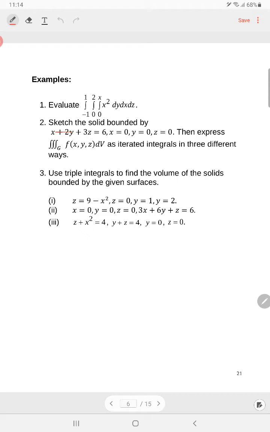Here we are asked to sketch the solid bounded by four equations. Then express f(x,y,z) integrated over solid G as iterated integrals in three different ways. So it's not about evaluating the triple integral, but more on finding the iterated integrals in more than one way. Okay, let's proceed with the first part of the question, which is sketching the solid.